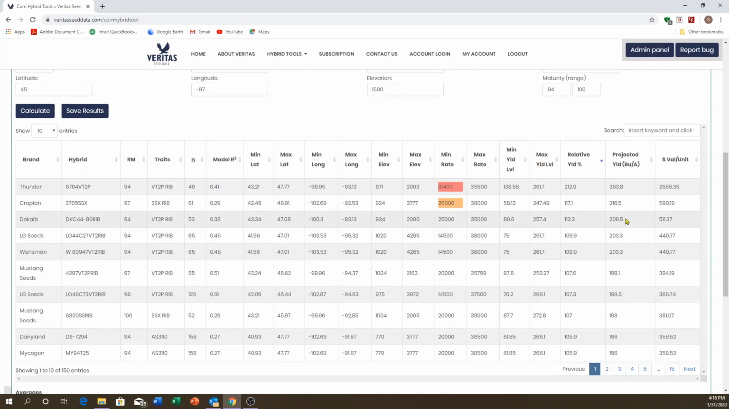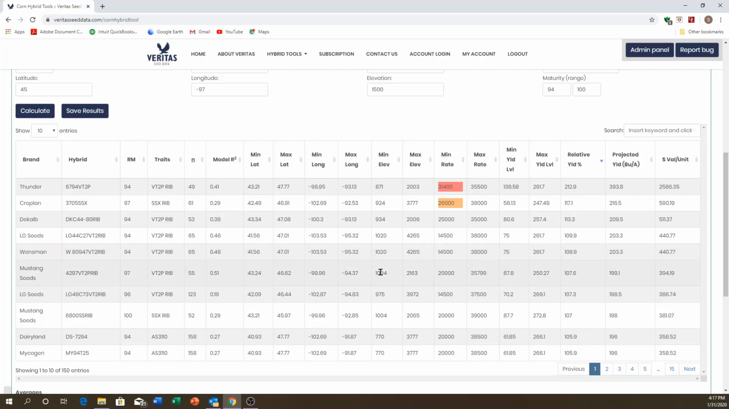Again, we calculate economics. We can project a yield based on the yield level you entered in, and we can calculate a value per unit. So we calculate value per unit in tool number 1. We do it again, different methodology in tool number 3. You can compare the two and get a feel for what these hybrids truly are worth to you, specifically and uniquely, and be armed with that kind of information in negotiating with your seed supplier. So hopefully you find this useful.